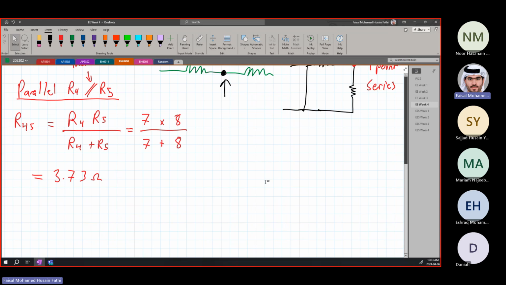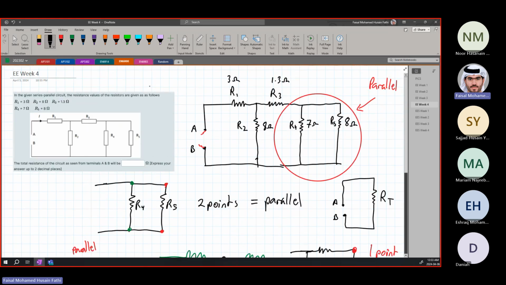Just 1 second. Let me open up the solution so I don't waste time calculating every 2 seconds. Alright. So 3.73 ohms when you solve this. So what does this mean? This means that now this is the circuit we have. I'm just going to copy paste it down here again.